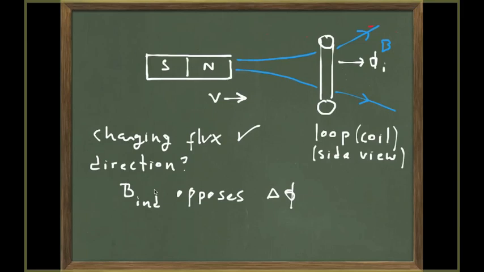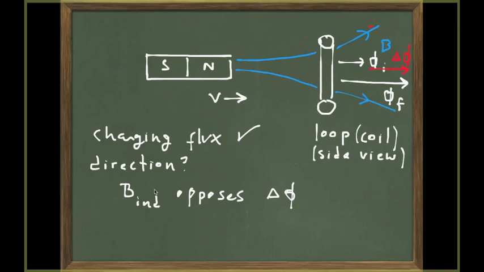Now, what happens to that flux? If this is the flux at some initial time, what is the flux at a later time when the magnet got closer? That will be a bigger vector. This is your phi final, right? Calculate what's the difference in phi as a vector. In which direction does delta phi point?